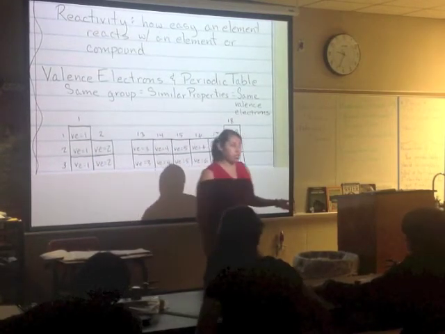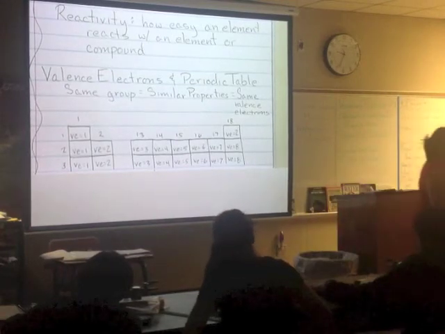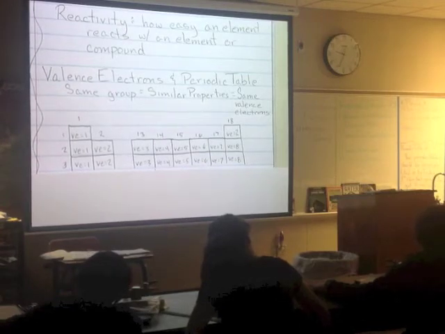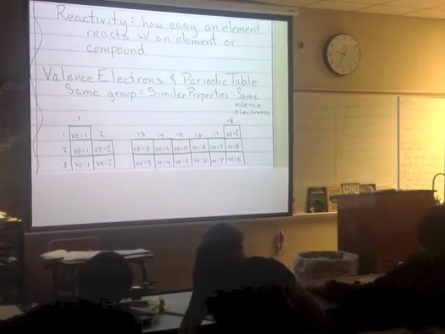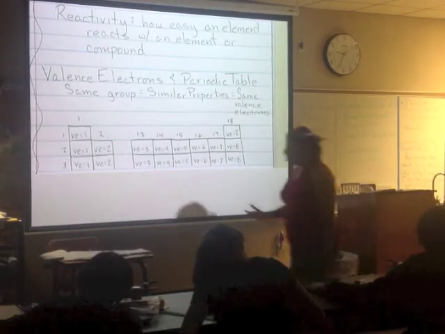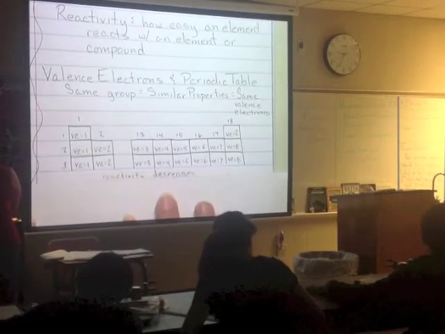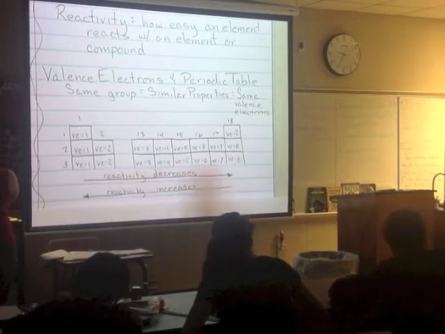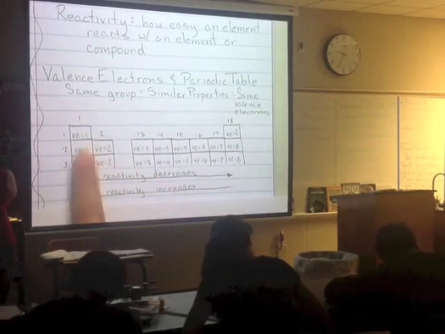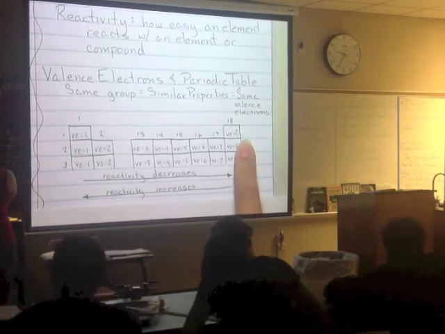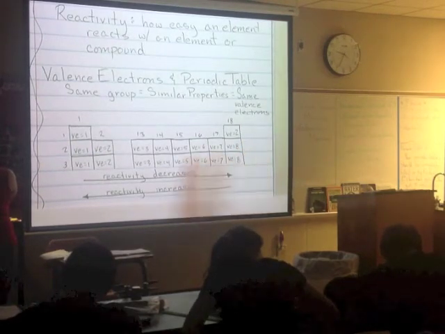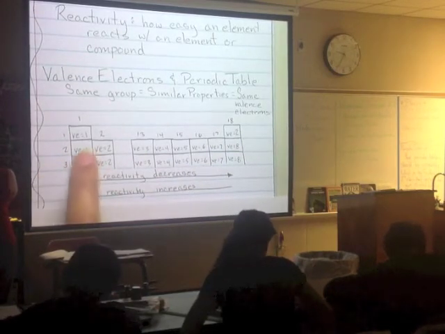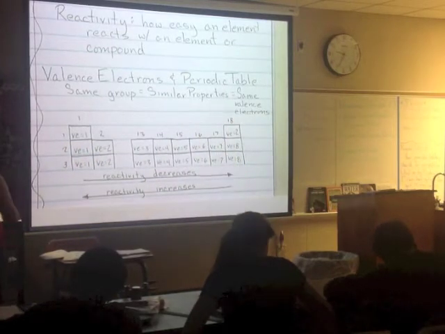Now remember we had some patterns on the periodic table. And we saw that melting point and boiling point increased or decreased from left to right or right to left, correct? Reactivity is the same way. So when we look at reactivity, as I go from left to right, my reactivity decreases because these are my most reactive and these are my least reactive. If I move from right to left, then my reactivity increases. Once again, because these are more reactive and these are the least reactive.